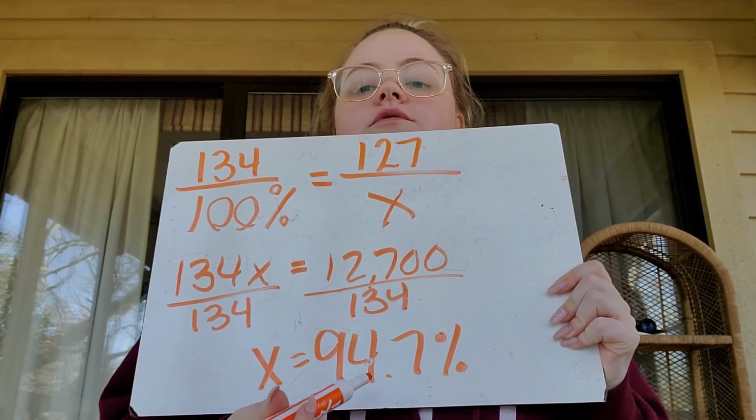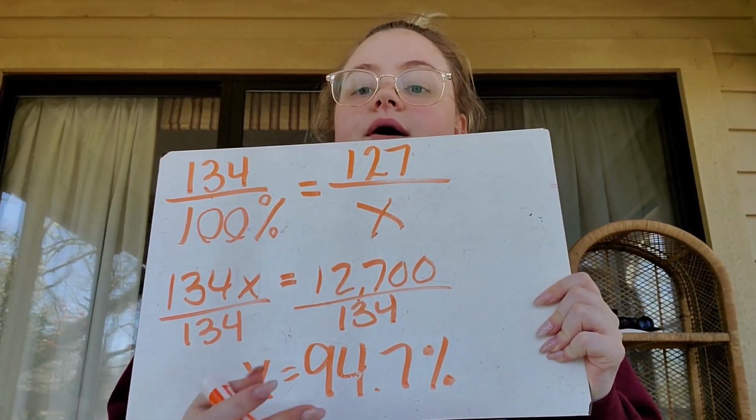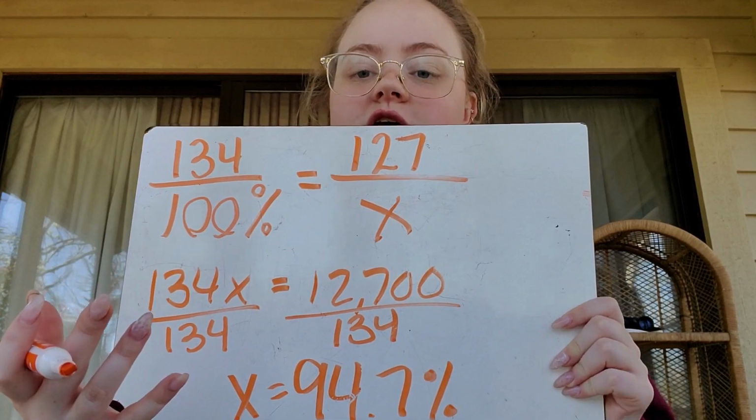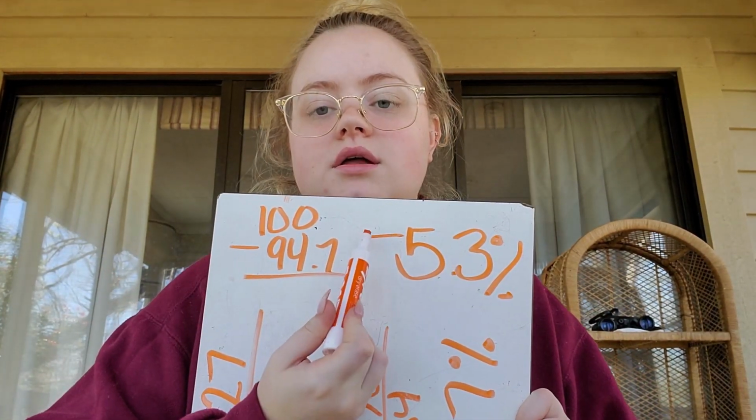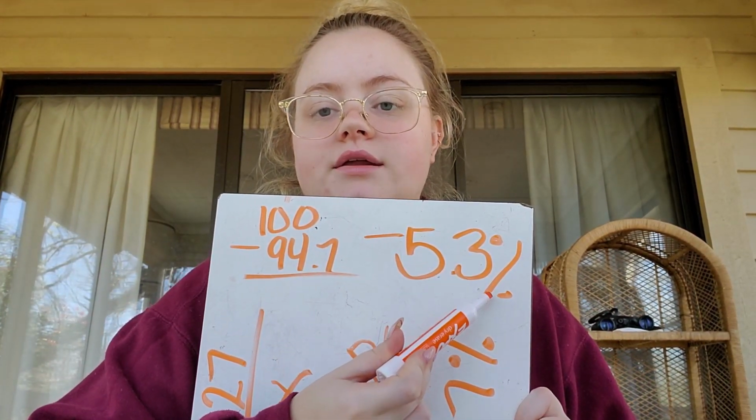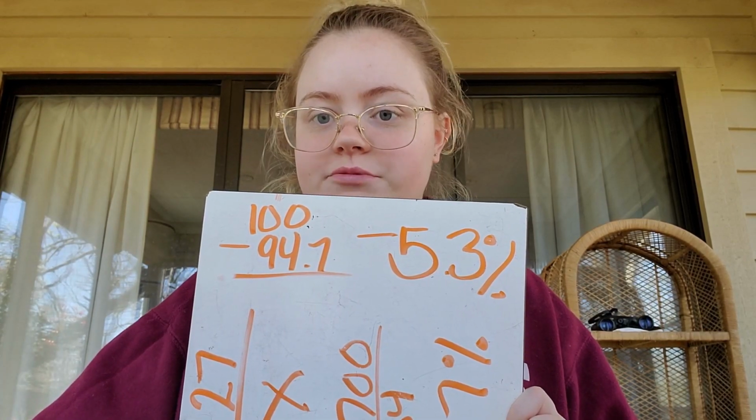My x equals 94.7%, but I need to figure out the percent change. So what I'm going to do is 100 minus 94.7, and that is going to give me my final answer. My final change has been a decrease of 5.3%. I'm just going to represent it right here, negative 5.3%. And that is percent change.